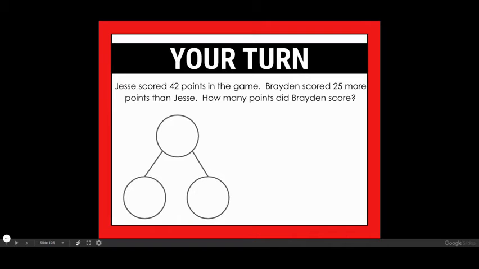It says, Jesse scored 42 points in the game. Braden scored 25 more points than Jesse. How many points did Braden score? All right, so now let's go back and let's reread that first sentence to see if we have any information to plug in. It says Jesse scored 42 points in the game. So is that going to be the total or is that just a part? Go ahead and plug it into the number bond where you think it should go.